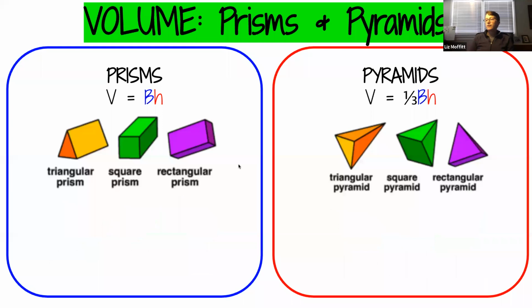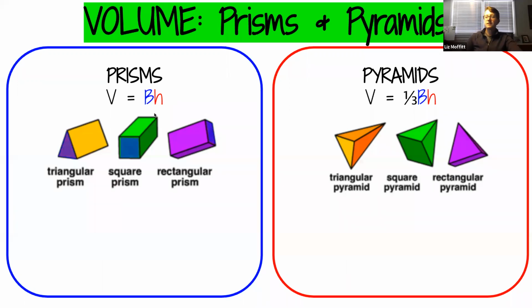In 7th grade, we are going to focus mostly on triangular, square, and rectangular prisms and pyramids. And the way we calculate the volume, we're going to start with prisms. The formula up here will apply to any type of prism. And this formula, B times h, the uppercase B stands for area of the base, and the lowercase h stands for the height of the prism.